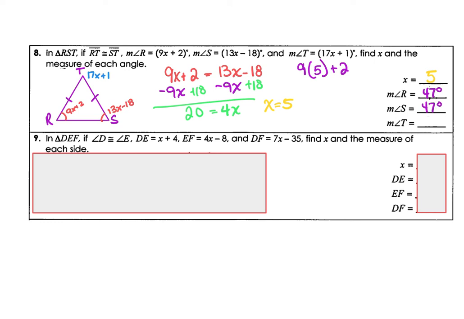And I can solve for T two different ways. I can either plug 5 in, 17 times 5 plus 1, or I can just say 180 minus my two base angles added up. Either way, I'm going to get 86 degrees for my measure of angle T. So once you have one of them, you really can find the others just by knowing they're congruent and using your sum of the angles equals 180. So go ahead and try number 9 there.